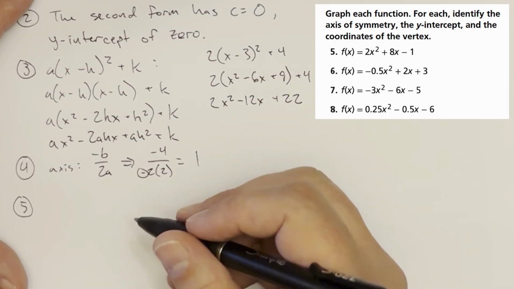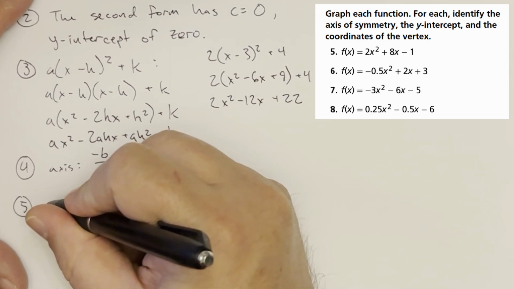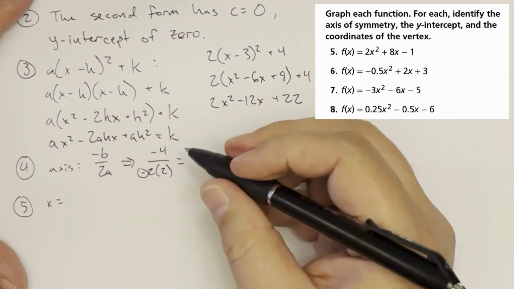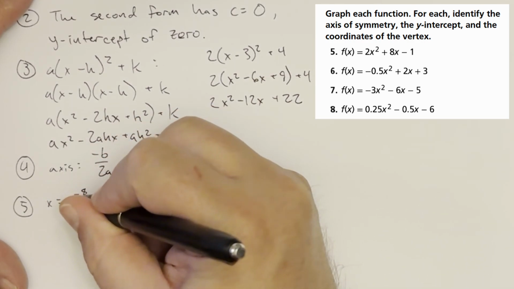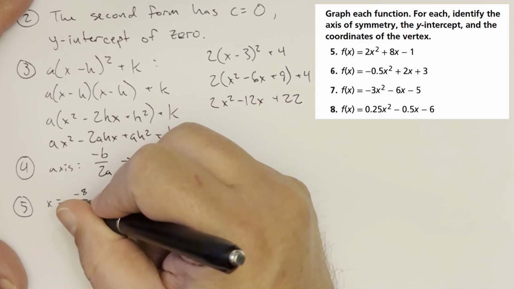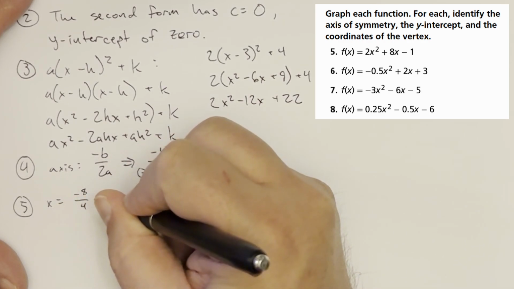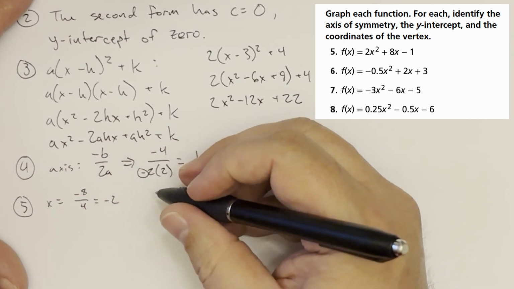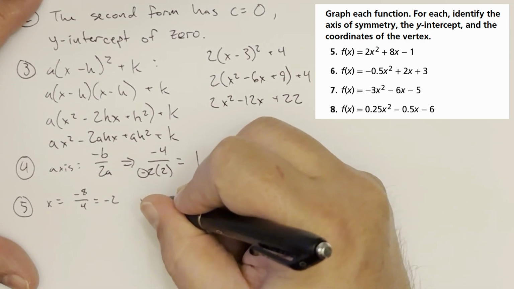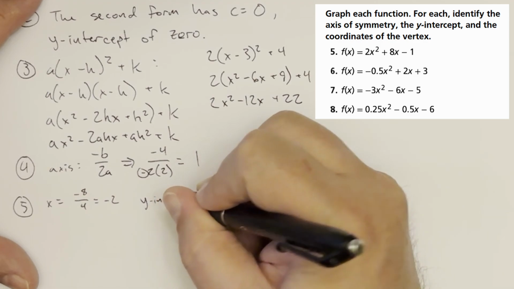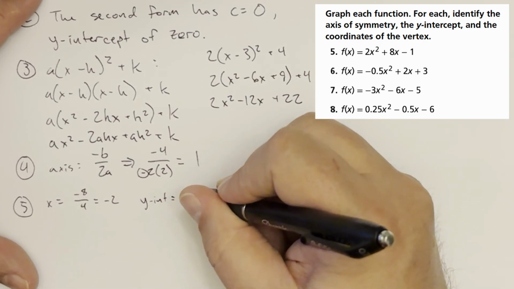All right, finally, we get a little bit easier questions. Graph each function. I'm not going to graph them. I'll leave that as an exercise for the viewer. It takes time, and I forgot to do it, actually. I'm just narrating this post-recording because this took a while. So we'll find the axis of symmetry, y-intercept, and coordinates of the vertex for each one.